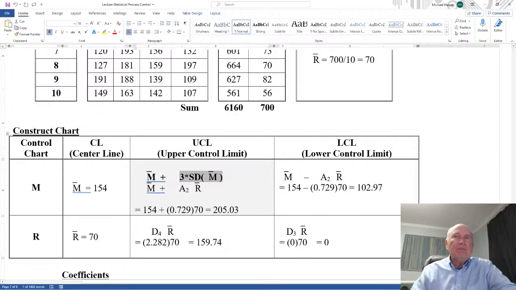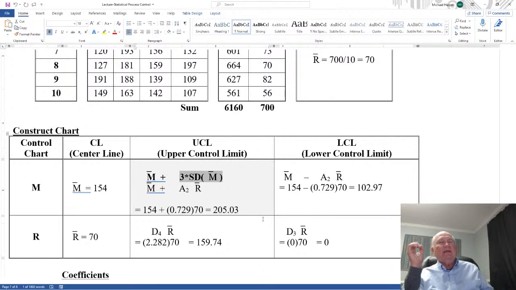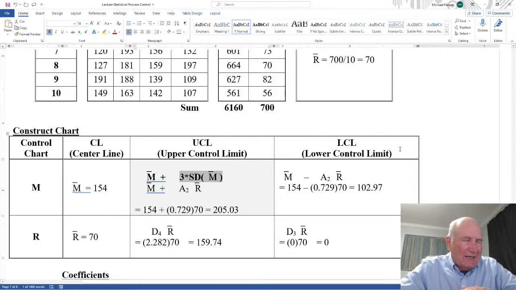Well, this A2 is a coefficient that was determined about half a century ago, back in the 40s and 50s, when they started doing all this stuff by hand. And they're still used today, but it's all automated. So, for example, how did they come up with this A2? And what is it? Well, you can see down here it's 0.729. There it is. But where does it come from?